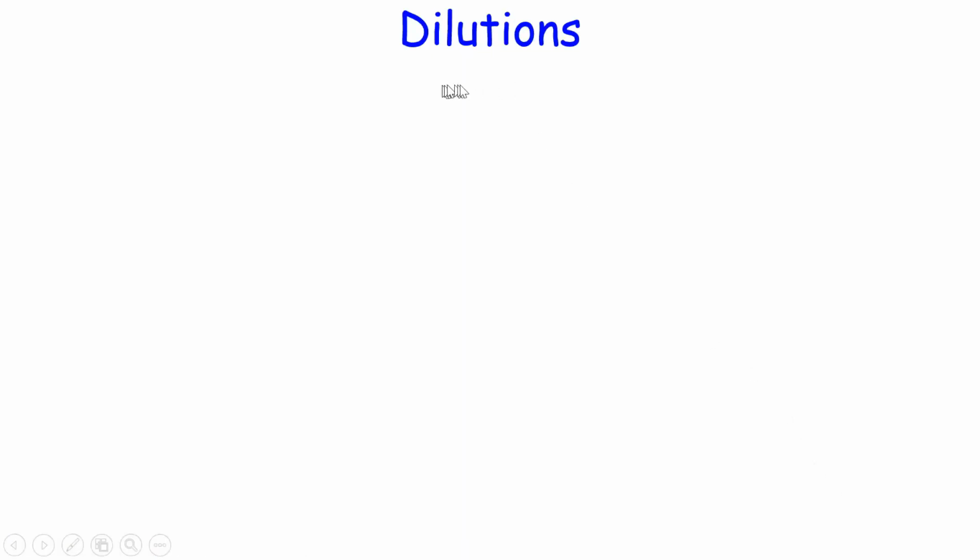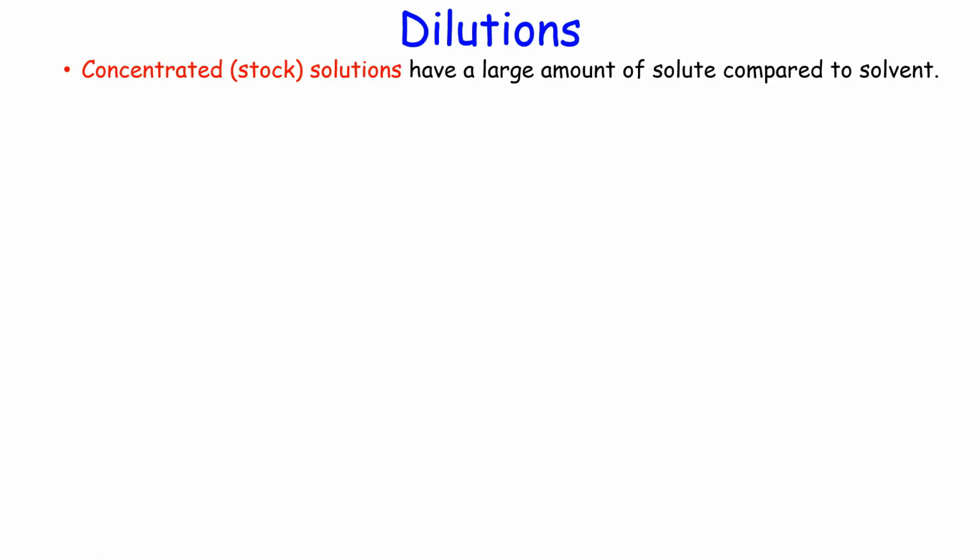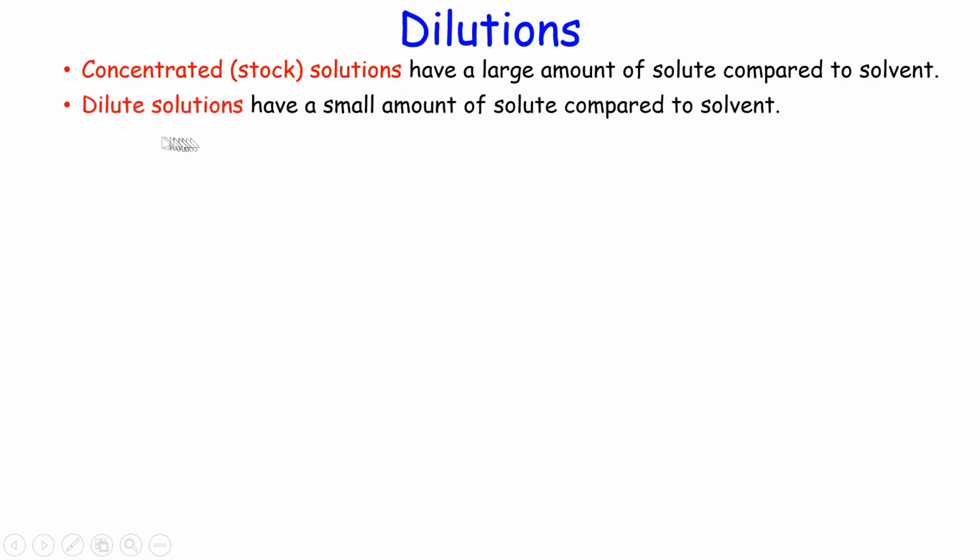Now let's go over dilutions. First, let's look at concentrated solutions, which means solutions with a very, very high concentration. We normally call that stock solutions. Then there are also the so-called dilute solutions. And then, of course, the concentration of those dilute solutions is much, much lower.